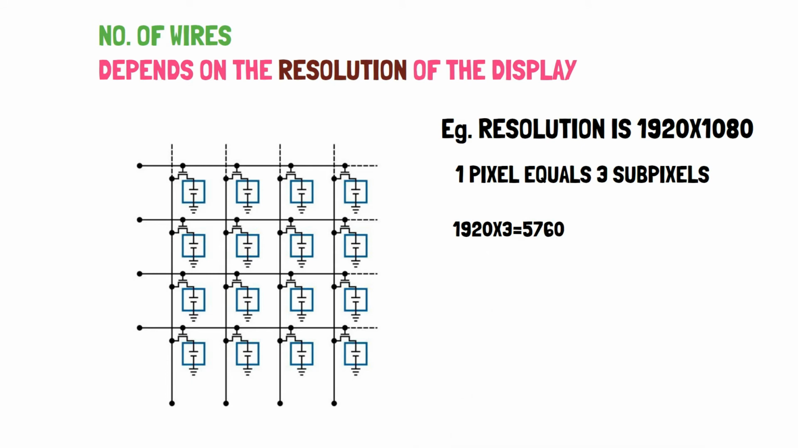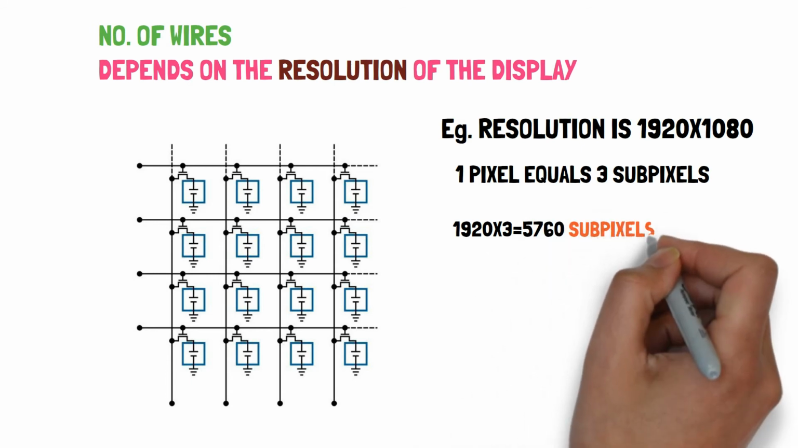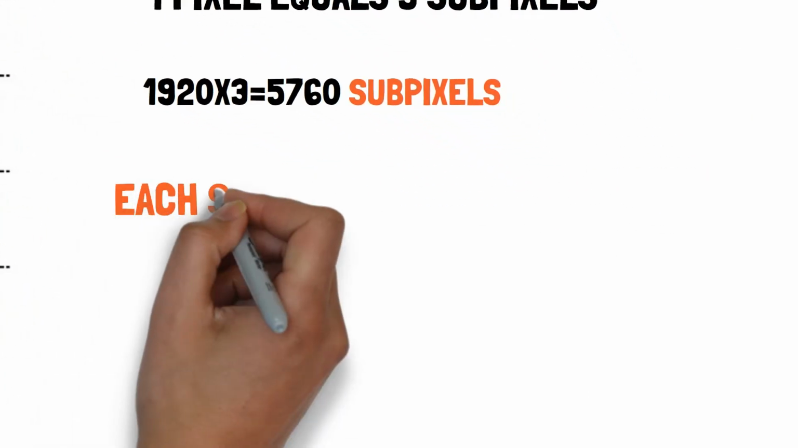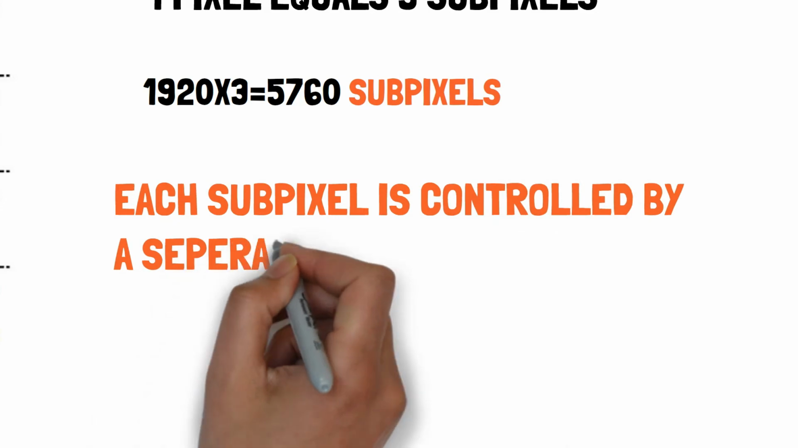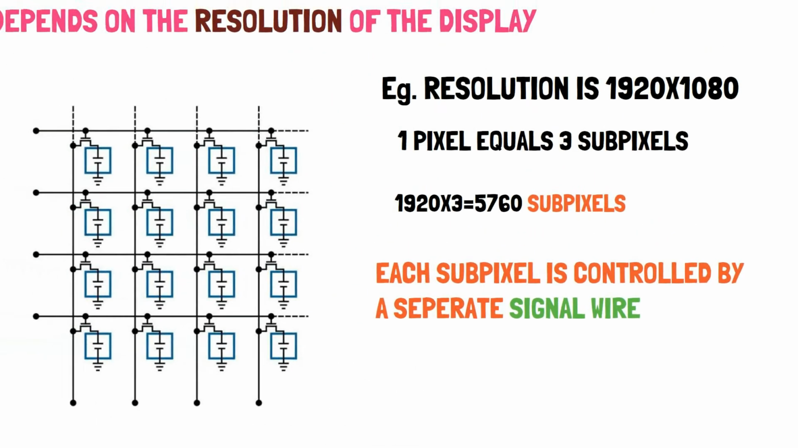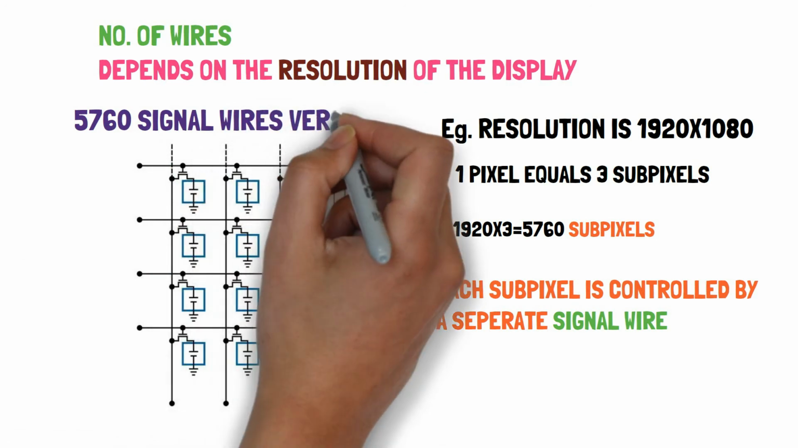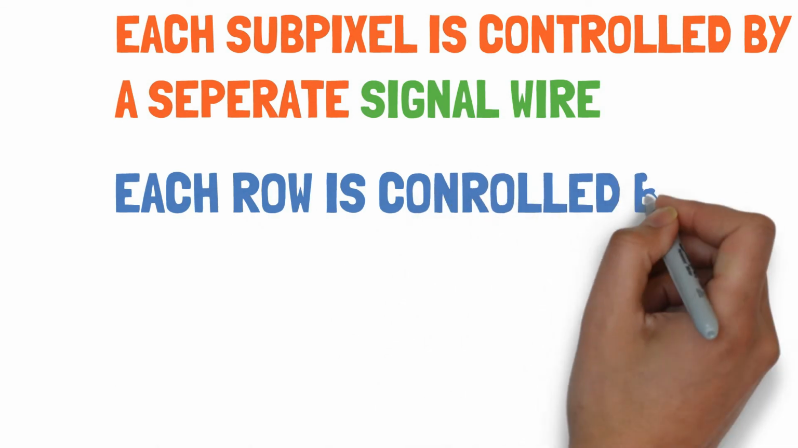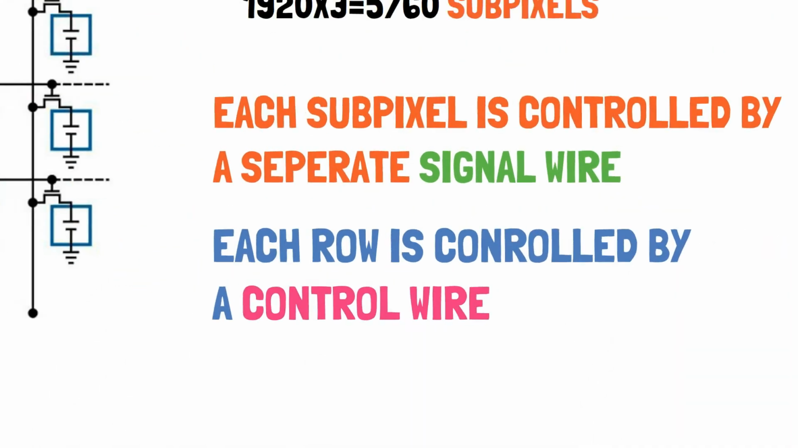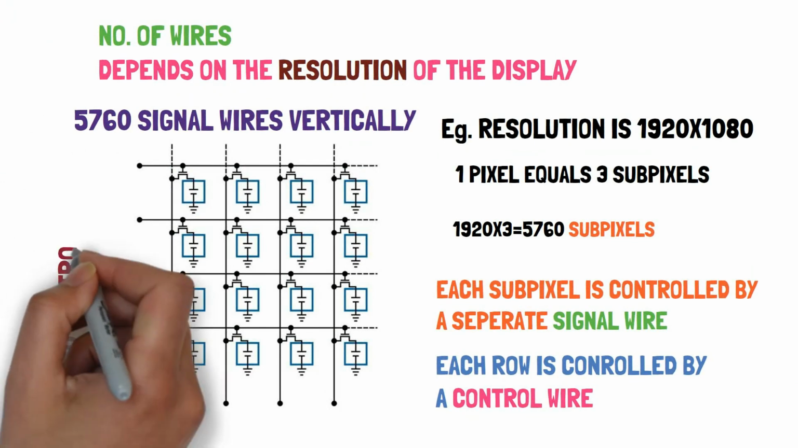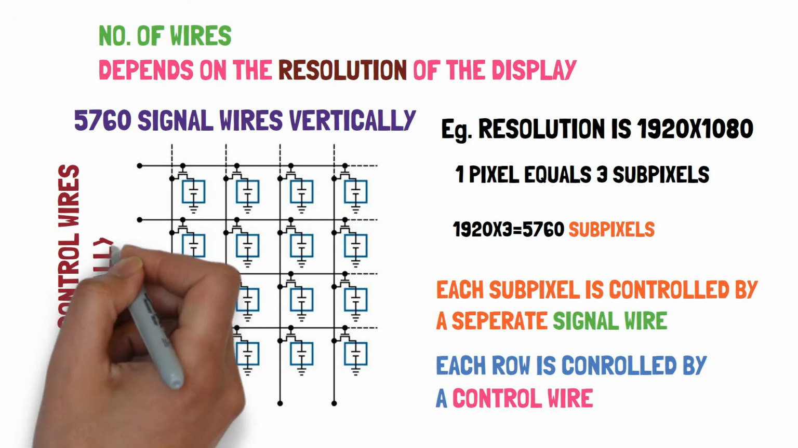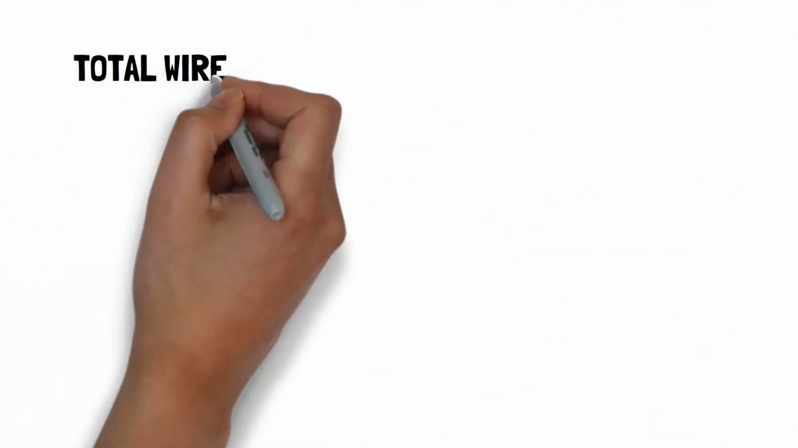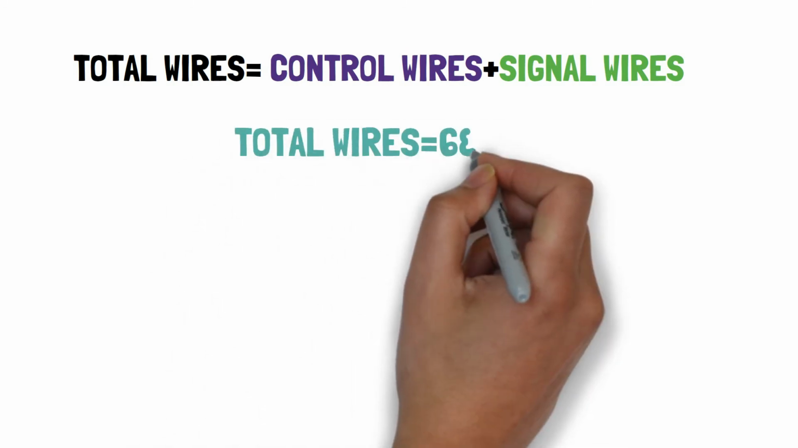One pixel equals 3 subpixels, so 1920 pixels equate to 5760 subpixels. Each subpixel is controlled by a separate signal wire, whereas each row is controlled by a separate control wire. So in total we have 5760 signal wires running vertically along the display, whereas 1080 control wires are running horizontally along the display. The total wires, which is the control wires plus the signal wires, amount to 6840 wires. These are a lot of wires to pack in the small display.